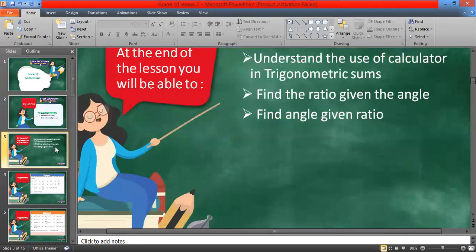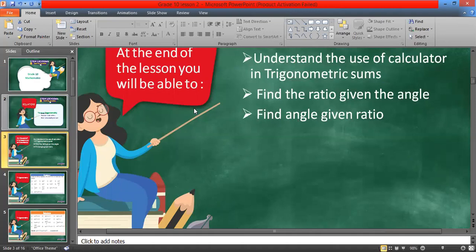At the end of this lesson, we should be able to understand the use of the calculator, and solve trigonometric problems, learning how we play around the calculator so that we're able to use it effectively in solving trigonometric sums, and also find ratios when angles are given. Yesterday we talked about the three trigonometric ratios: the sine, the cosine, and the tangent. Now, when we are given ratios, how do we calculate the angles?